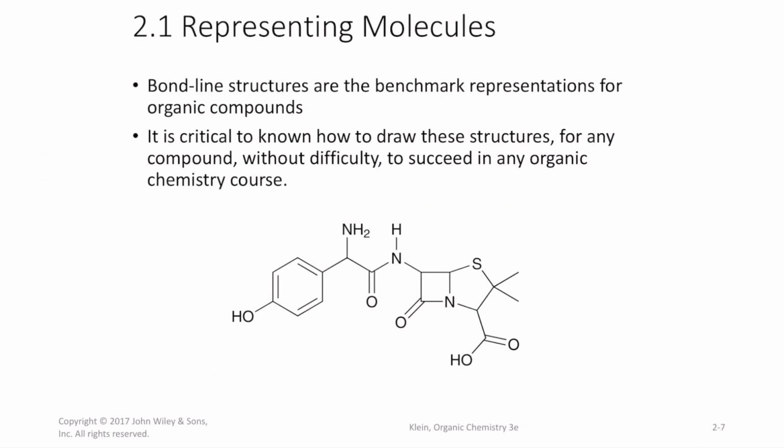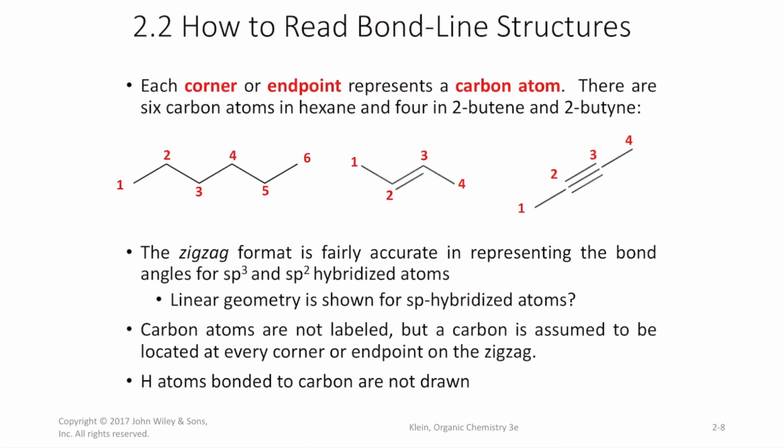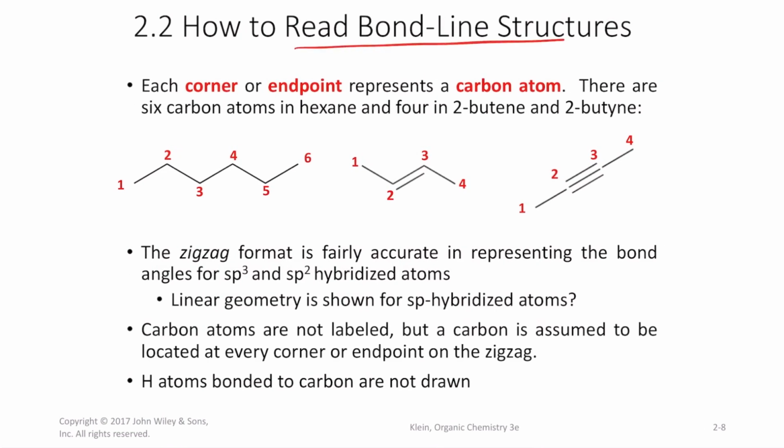So let's talk about the bond line structures. Bond line structures are the benchmark representations for organic chemistry. Once you know how to draw molecules in a bond line structure and how to understand the structure, it will help you throughout the entire organic chemistry, probably in biochemistry as well. How to read these bond line structures? The first rule is each corner or endpoint represents a carbon atom. Whenever you draw a zigzag line, each corner represents a carbon. For example, there are six carbons in this structure.